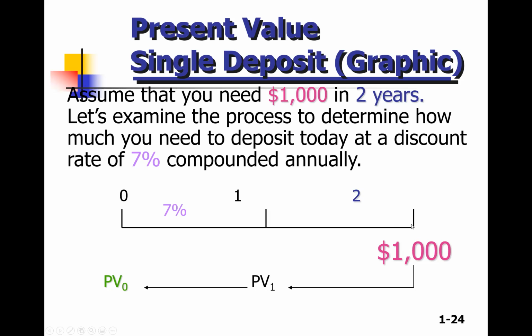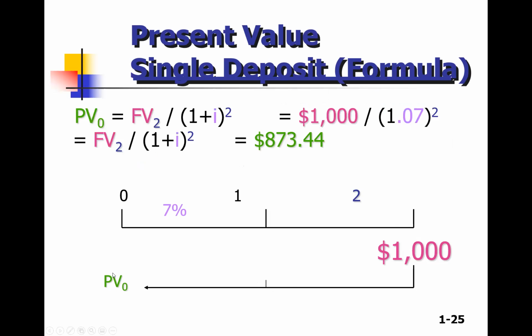So at the end of 2 years, 1,000 is your future value. You need to find out the value of this future value in the present time period, which is zero time period. So present value zero. We need to drag it over here. What is the procedure for this?